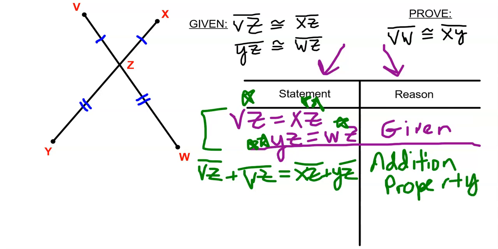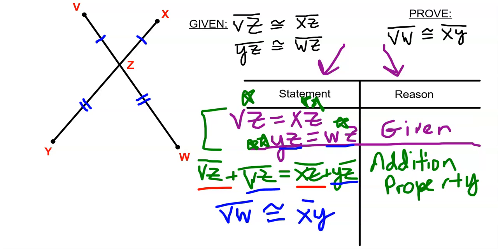Take our original equation, VZ is equal to XZ. Add congruent values to each side: WZ is added to VZ, and YZ is added to XZ, and then we have two equivalent equations, and our equation does not change. So now VZ plus WZ is in fact VW, and XZ plus YZ is in fact XY, because of the segment addition postulate.